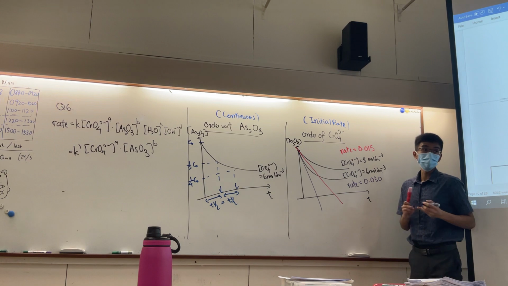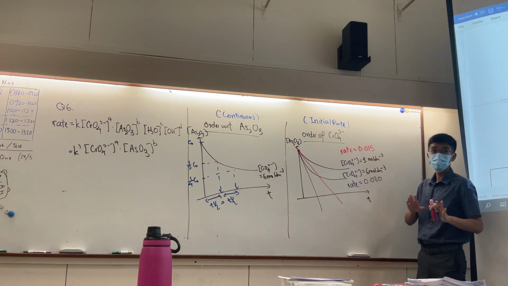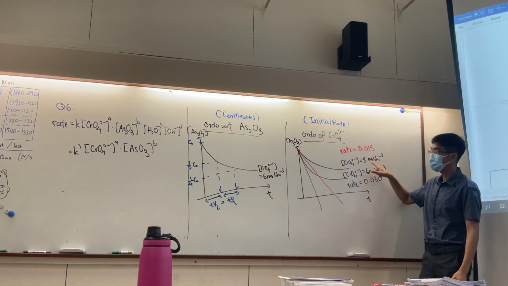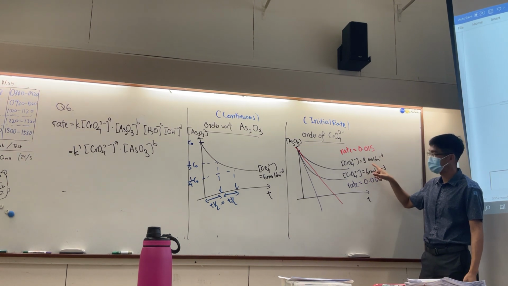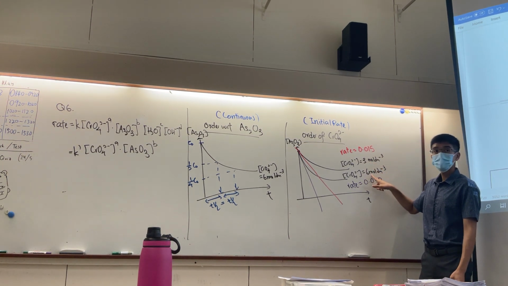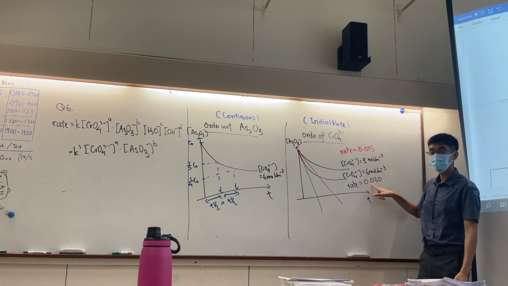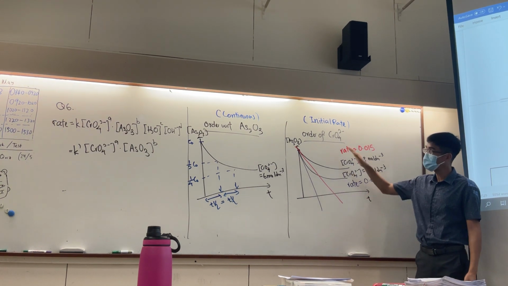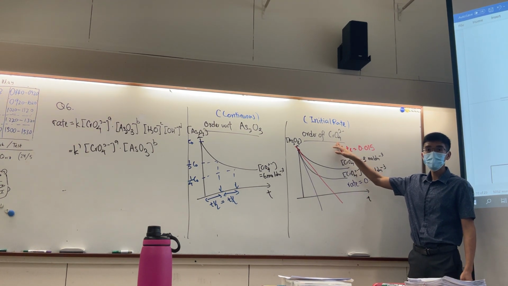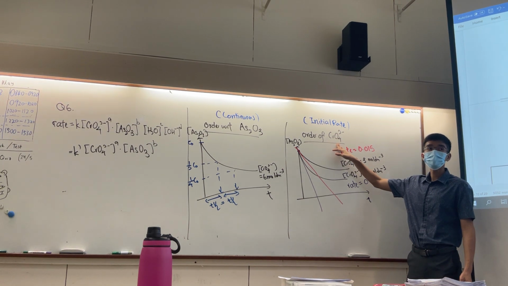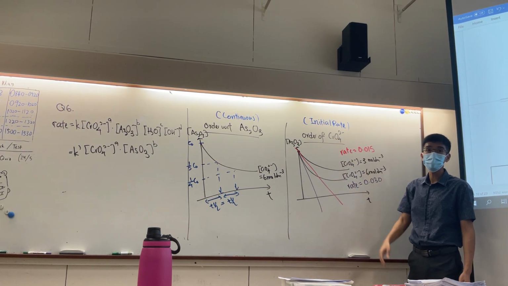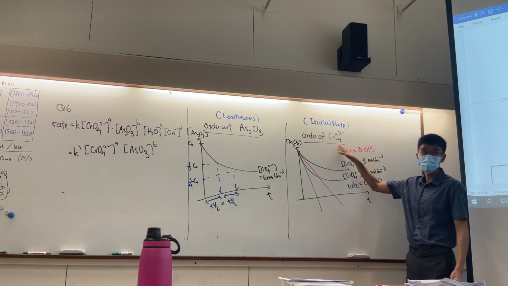So the rate is obtained from the gradient. Once you get the two rates, you can now do the comparison. What happens to the concentration of CrO4 2- when you go from here to here? Double. Then what happens to the rate of reaction? Double. Therefore, the order with respect to CrO4 2- is first order. So that's how you find the answer with respect to CrO4 2-.